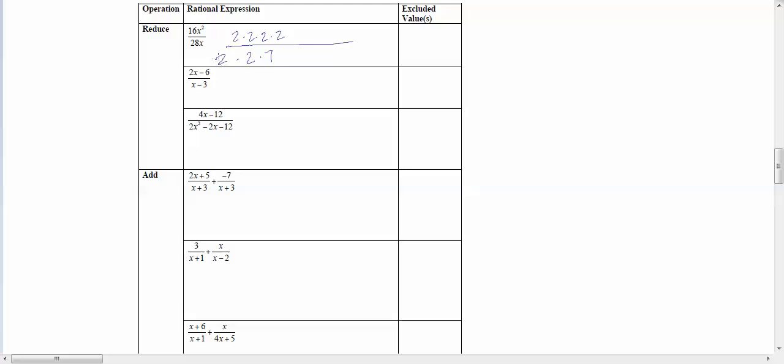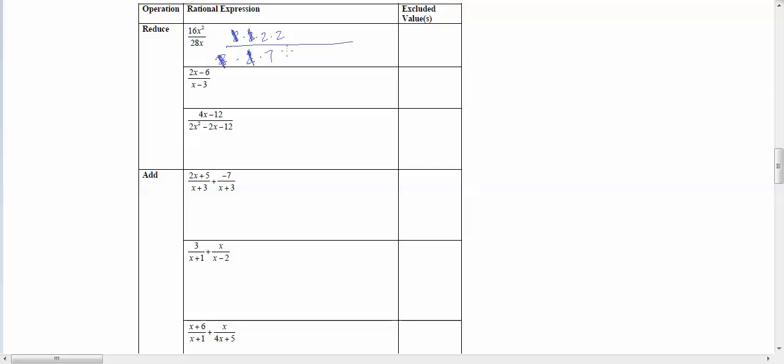All right, so this right here on the bottom is a secret code for 28. This right here on the top is a secret code for 16. Two sets of those 2's cancel out, so that one cancels out with that one, and that one cancels with that one, and you're left with 4 over 7. That is going to be the numbers part, but let's talk about the x's.